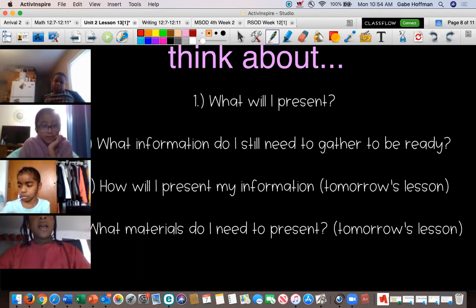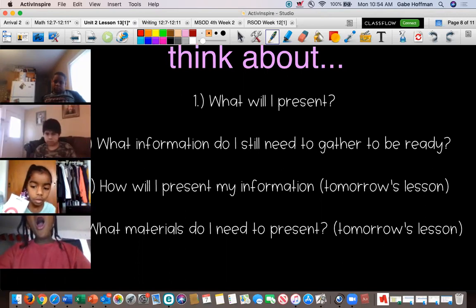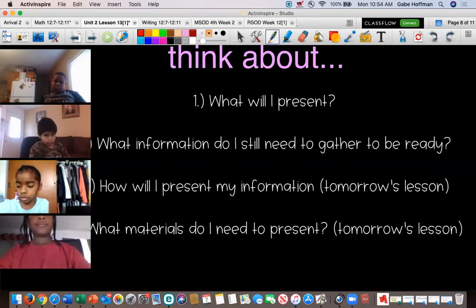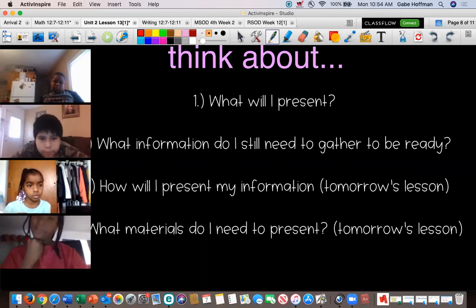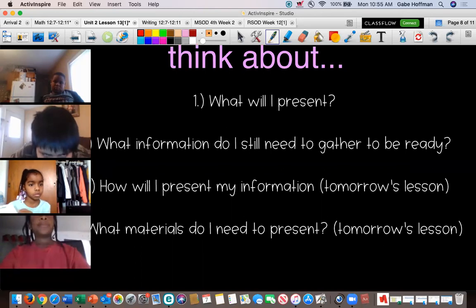What information do I still need to gather to be ready? Yes. So when you go off and work today in reading, you're going to have more time to do your research. So I really want you to look at your research, and I want you to think about, what information do I still need to learn more about? What subtopics do I need to get more information about before I make my presentation?